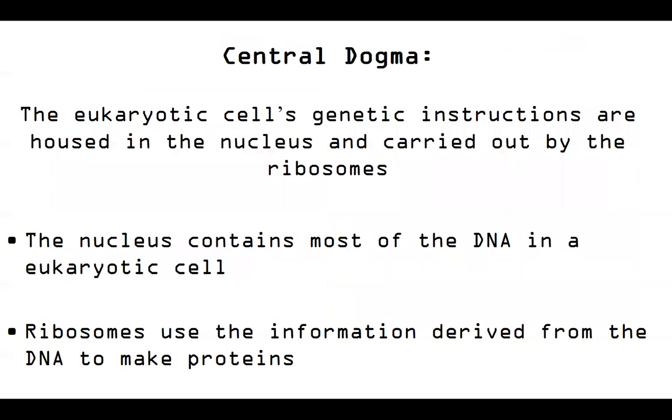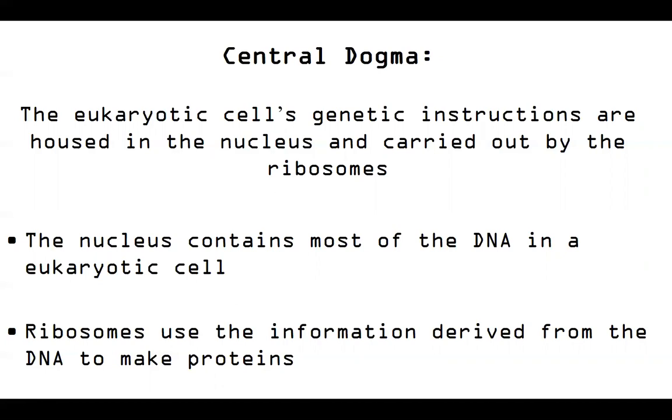Our central dogma of biology is basically, if you want to boil it down, transcription and translation. The eukaryotic cell's genetic instructions are there in the form of DNA in the nucleus, and they're going to be carried out by ribosomes that will function outside the nucleus. So we'll also be talking a little bit about ribosomes today.